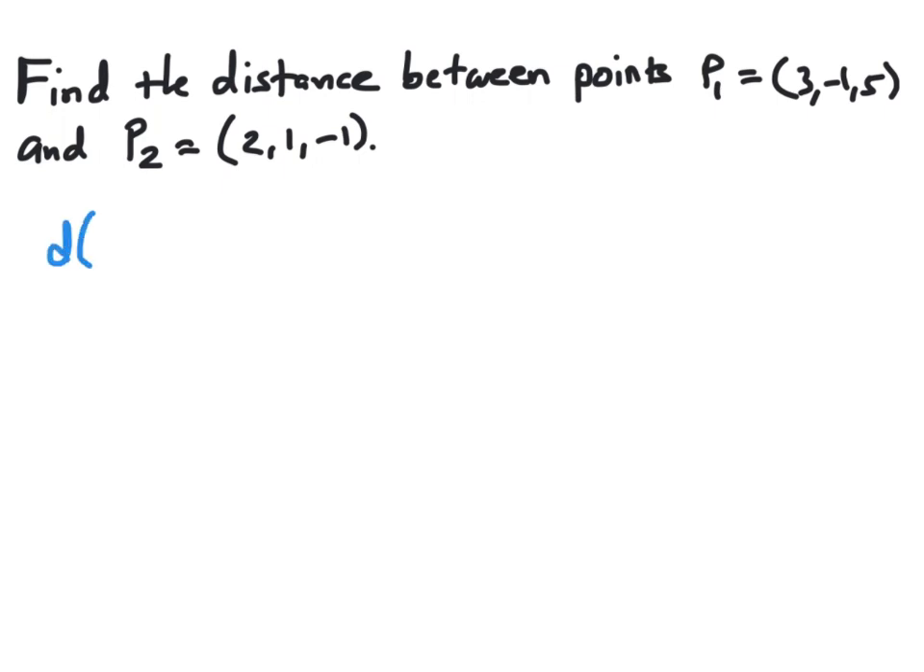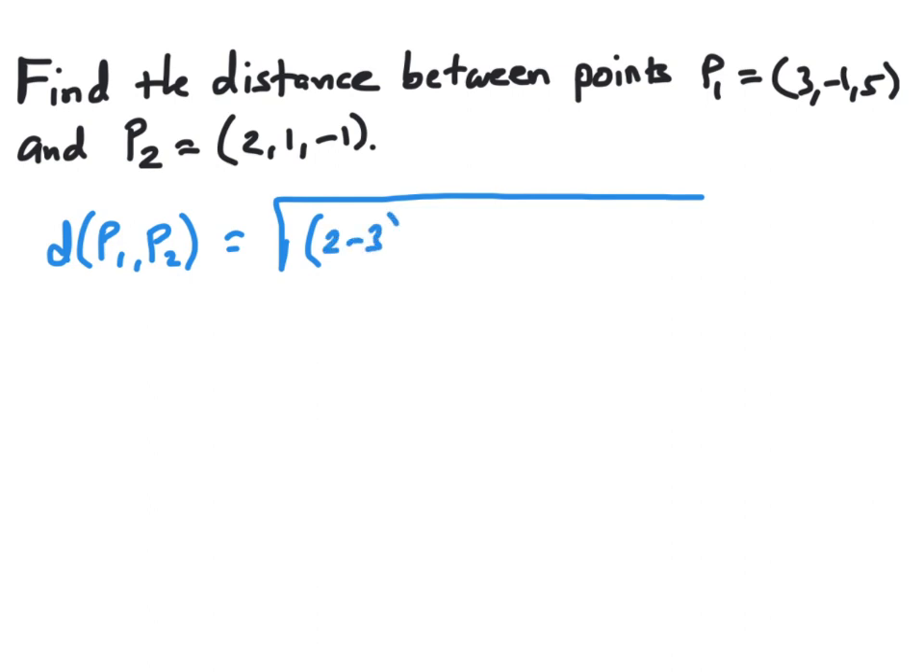The distance then between these points, P1 and P2, will be the square root of the sum of the squares of the differences of the appropriate coordinates for our points. So we take our x-coordinates of our points, which are 3 and 2. We subtract them, so here 2 minus 3, and then square that.